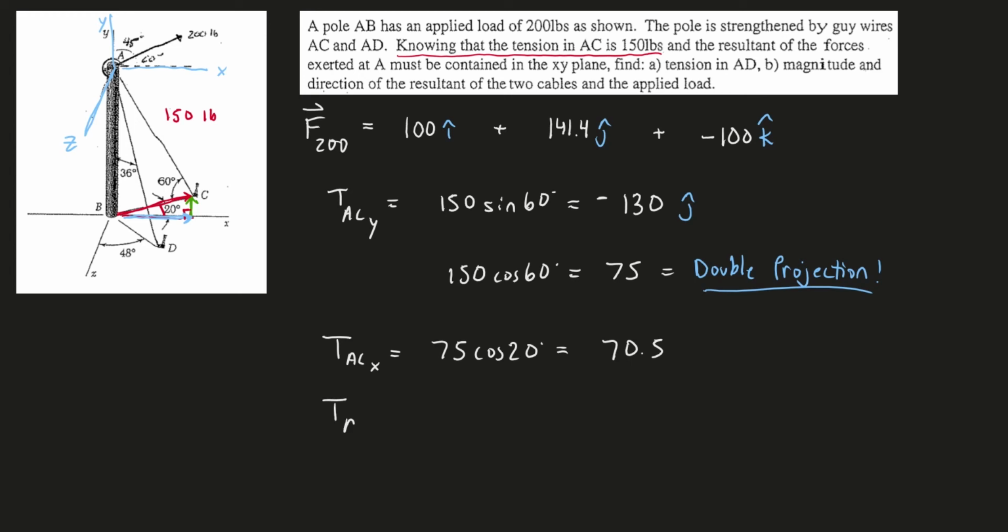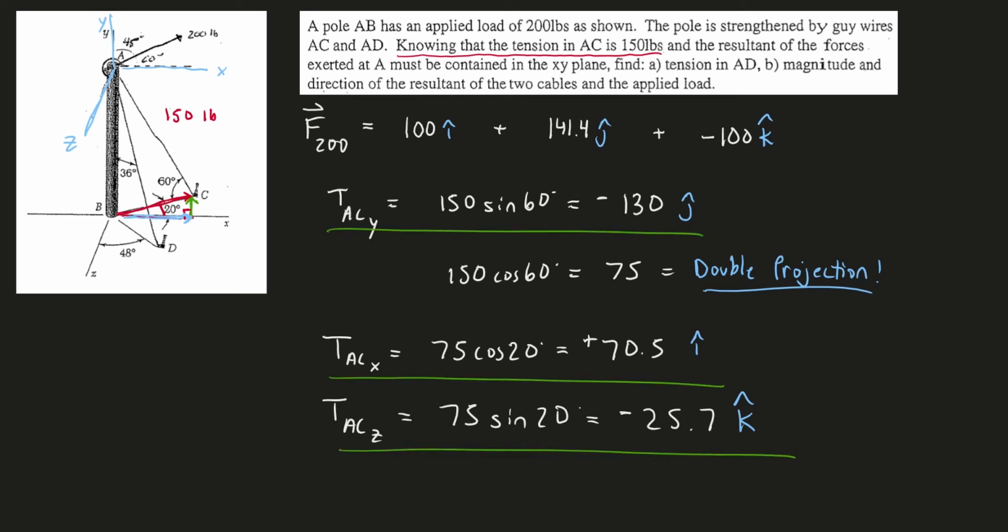So the z component of TAC will equal 75 sine of 20, which is 25.7. We have to put a negative on it. So this is our negative z component, and the 70.5 was our x component, which is positive. So all in all, we have assembled the x, y, and z components of TAC. So now let's just write them all together.